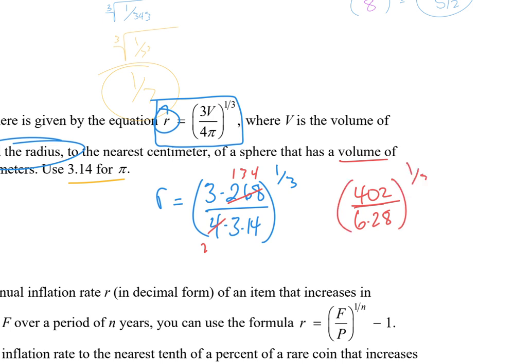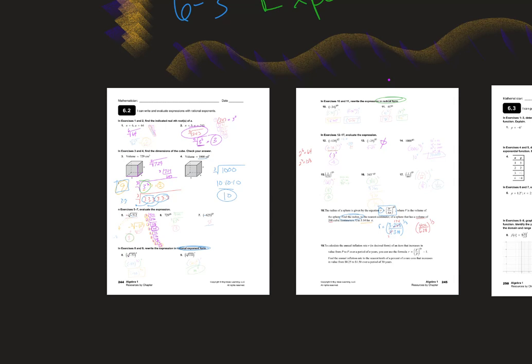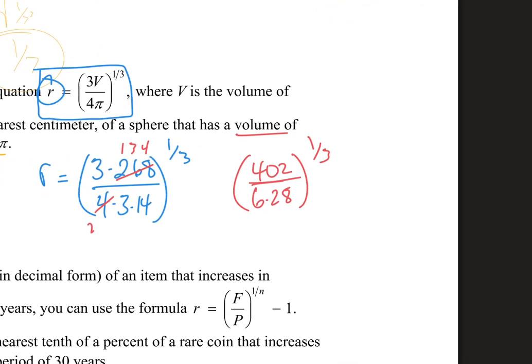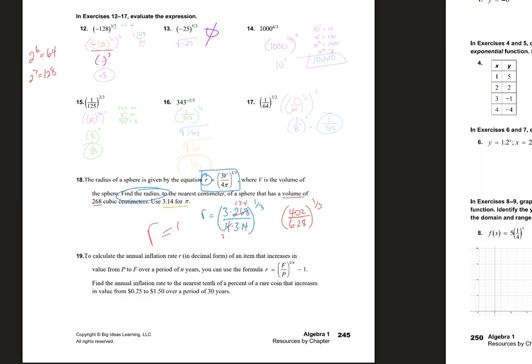And to the 1/3 power, we're going to need a calculator for this, because when it comes to decimals, we're just not good at that. We know square roots as exhibited by all this on whole numbers. We're not so much with things like that. So I grabbed a calculator and I'm going to type in 402 divided by 6.28, and raise it to the 1/3 power, and I get 4.000265375. So I'm just going to say that the radius is 4.